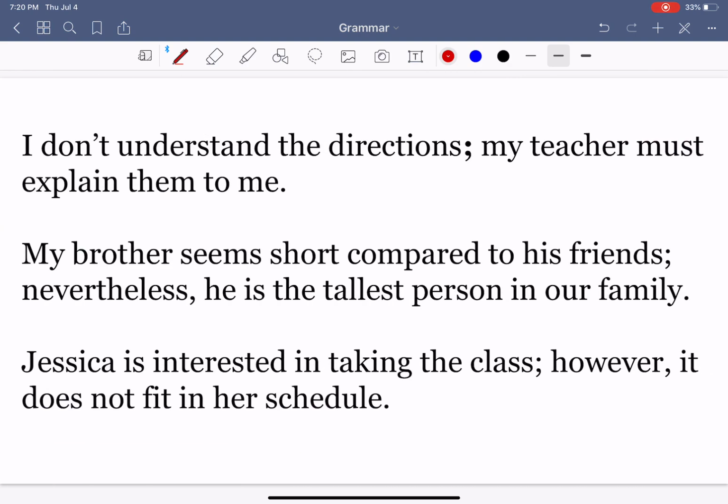Here are some other examples of how you use that rule. I don't understand the directions. That's one complete sentence, semicolon. My teacher must explain them to me. So these are related. Because I don't understand the directions, my teacher must explain the directions to me. They're related, they're complete thoughts, you can use a semicolon.